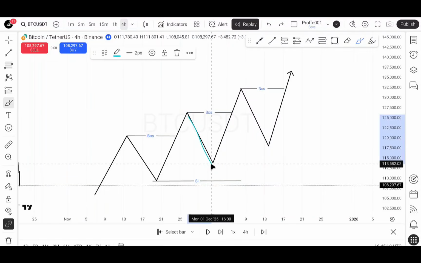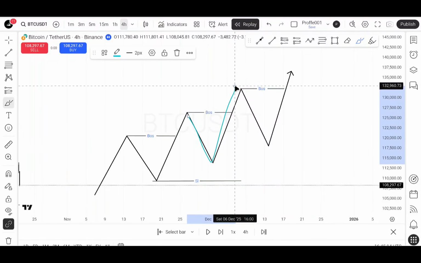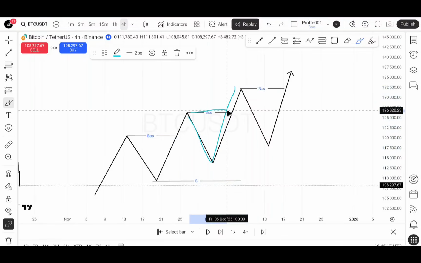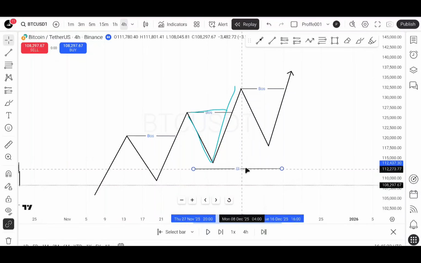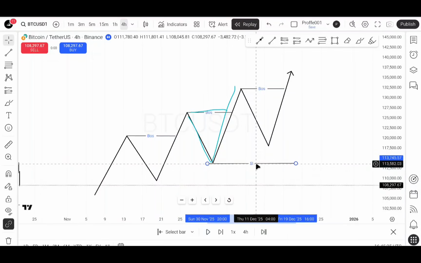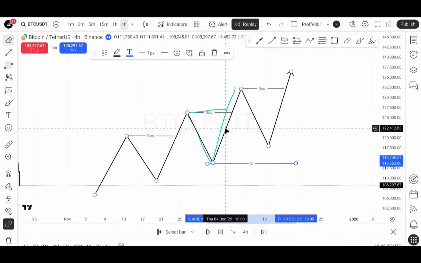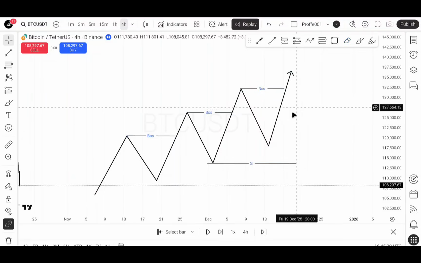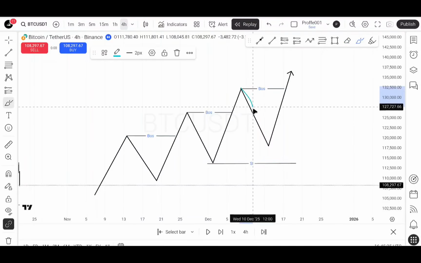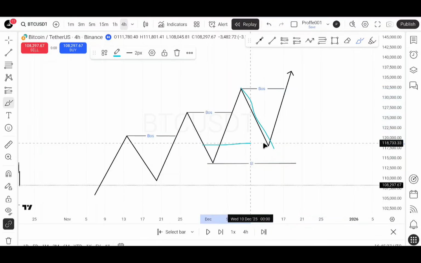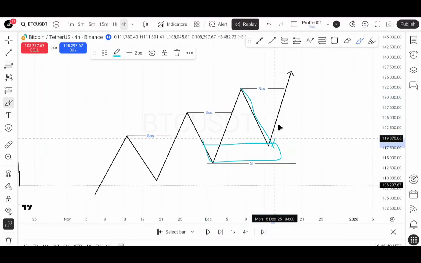So now the pullback phase is done. You have another expansion to the upside. What do you do? You spot out your break of structure. After spotting that out, you update your swing low. Swing low means the lowest point of a particular trading range. All right. So after updating the swing low, you are expecting another pullback to the support level. So you can actually take a buy.